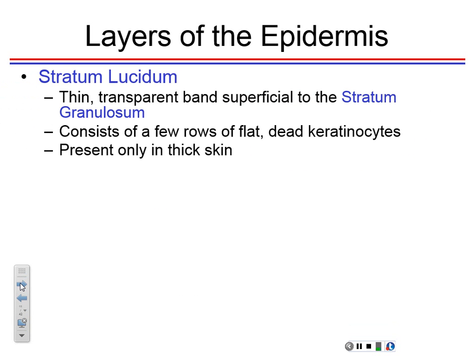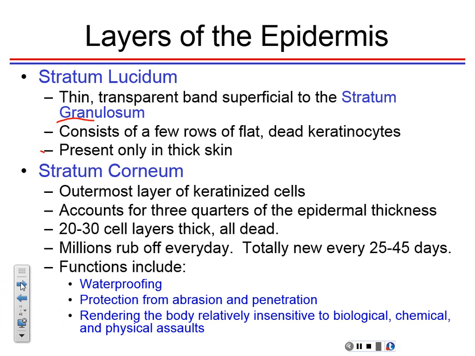So, the stratum lucidum is one we say is sometimes not there, especially in thin skin, but it's present in thick skin, the palms and the soles of your feet, right? It's thin and transparent, and superficial to the granulosum because it's above the granulosum. It consists of a few rows of flat dead keratinocytes, whereas the granulosum is more diamond shaped, like taking the cube and starting to stretch it. It's present only in thick skin, like the palms, definitely, and the soles of your feet. All right, for protection, really, your hands are handling and touching everything.